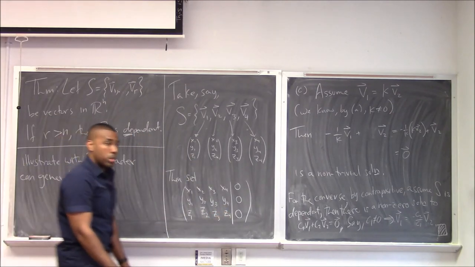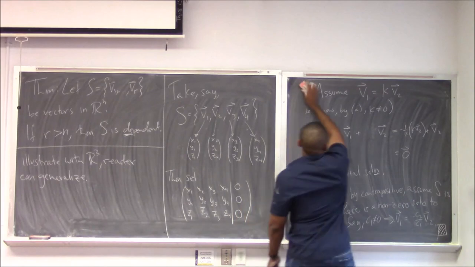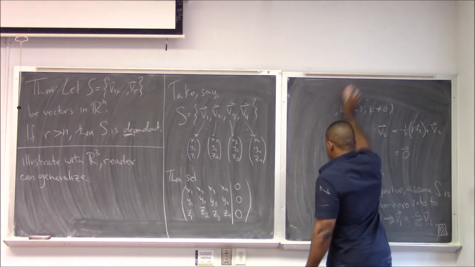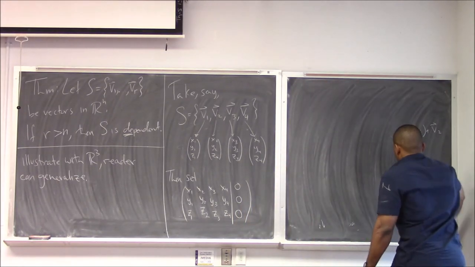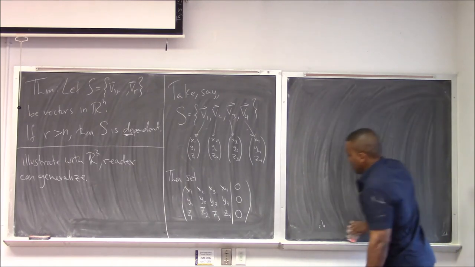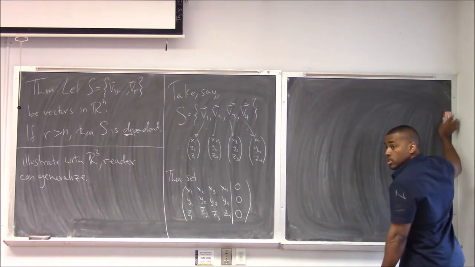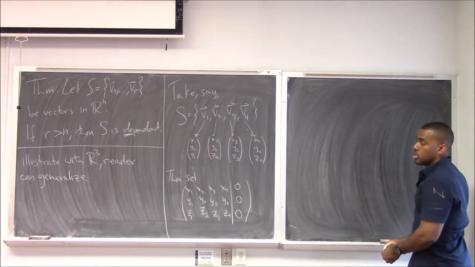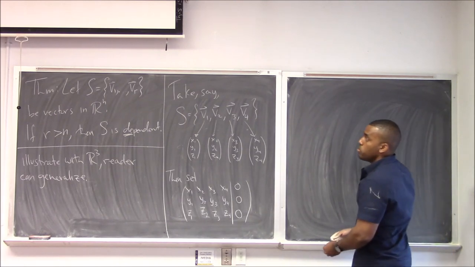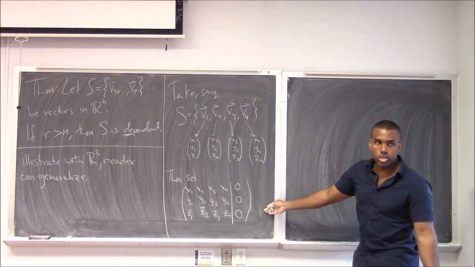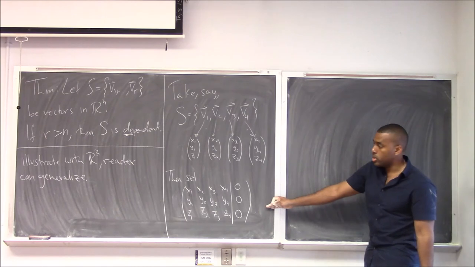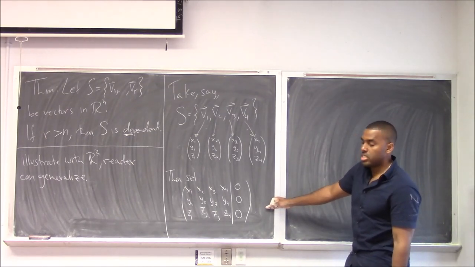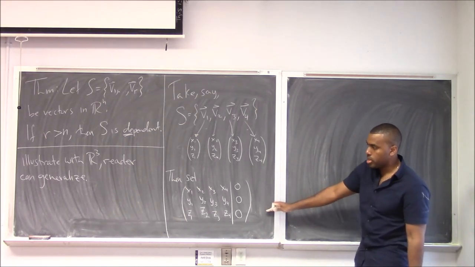And what can you tell me about that? Basically, what do I want to say here? You want to see that there's a parameter or free variable when you reduce it. Right. It will be independent if there's a unique solution, in other words, right? Which would be the trivial solution. So as long as I can show that this will not give me a unique solution, we're done.